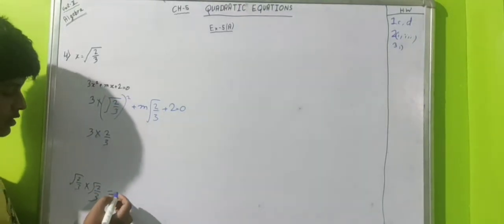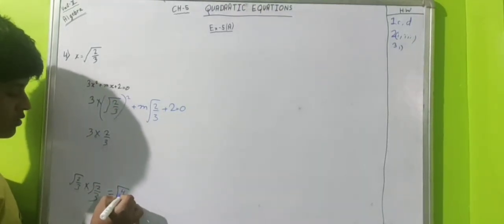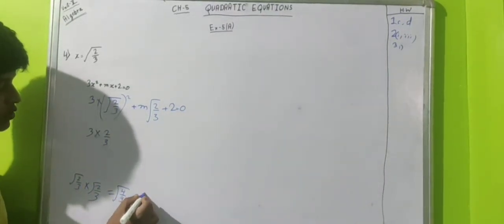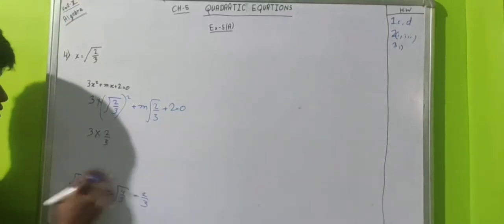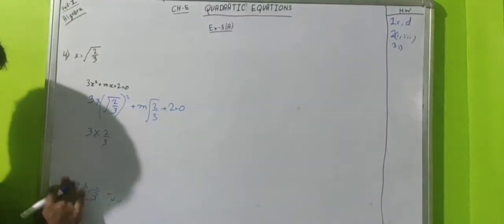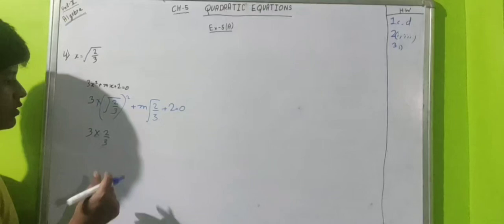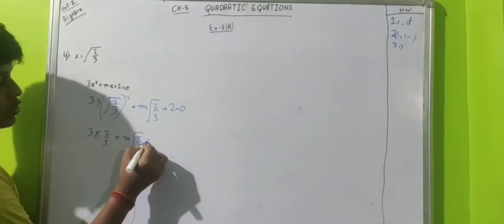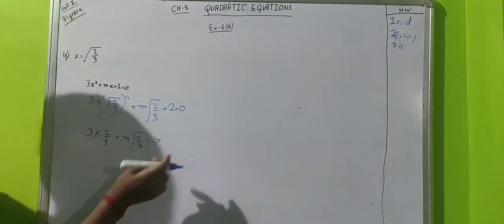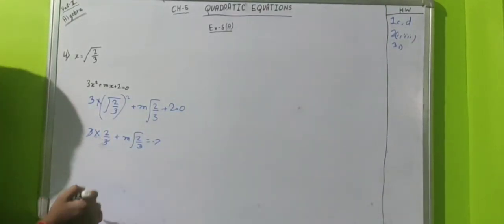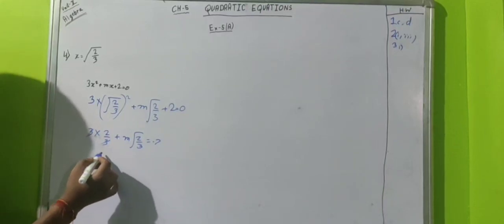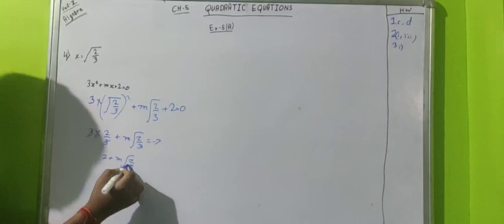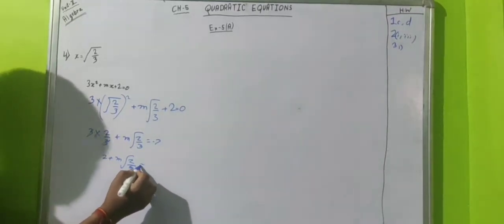So after solving this, it can be 2 divided by 9, and 3 into 3 is 9. It can also be written as 2 by 3. So I have written this directly here. Plus m under root 2 by 3 equals minus 2. I have sent plus 2 to that side. Now this will be cancelled, 3 and 3. It is 2 plus m under root 2 by 3 equals minus 2.